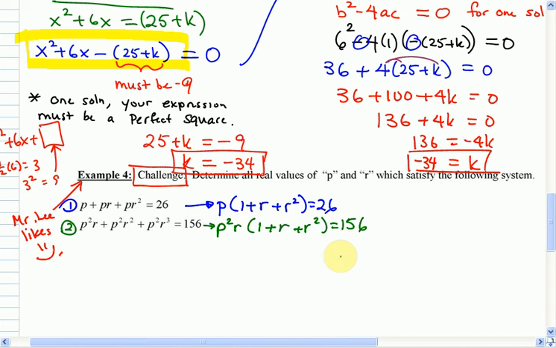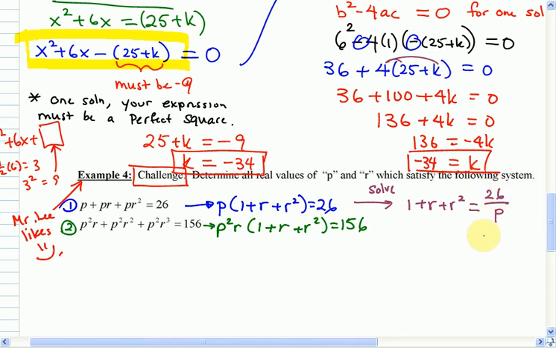Despite this question having 2 variables and lots of confusing things, we've now seen something that's similar in both equations. You might want to solve for 1 plus r squared. If I want that by itself on the left side, what would I do with the p in front? Divide it. So it goes to the other side and becomes division: 26 over p.